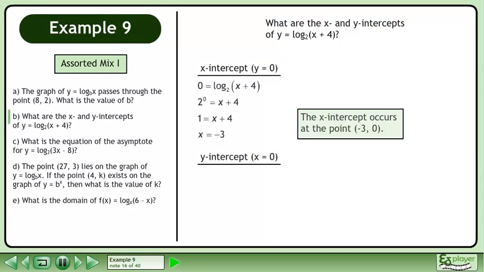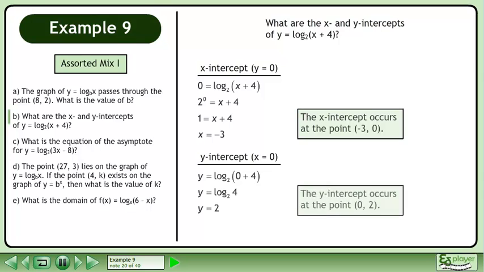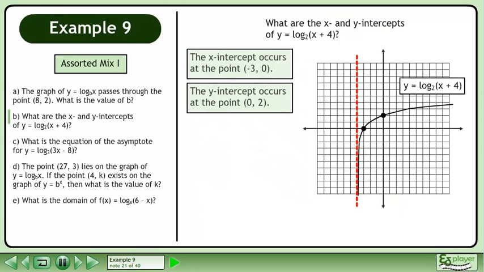Now we'll find the y-intercept, which occurs at x equals 0. Plug in 0 for x. This gives us y equals the base 2 logarithm of 4. Evaluate the logarithm to get 2. The y-intercept occurs at the point (0, 2). If we graph the function, we can see the x and y intercepts.